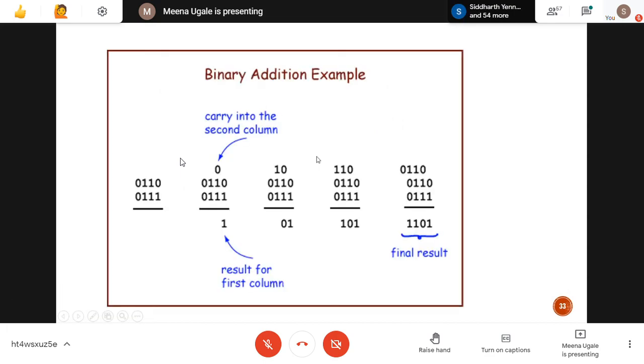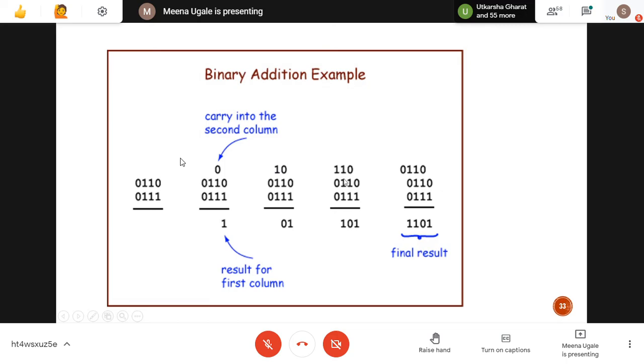Same way, here is another example. Numbers are 0, 1, 1, 0 and 0, 1, 1. Going for addition, first step, 0 plus 1 is 1. No carry generated. So I have written carry as a 0. 1 plus 1, answer will be 0 and carry generated will be 1 here. That is written. Then I am going for next step.